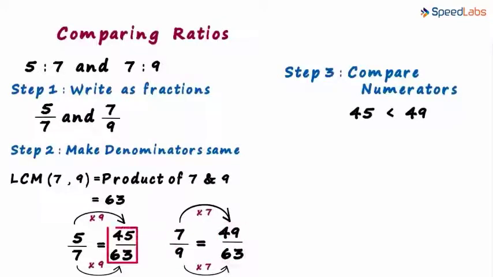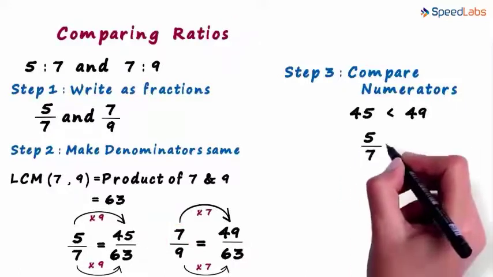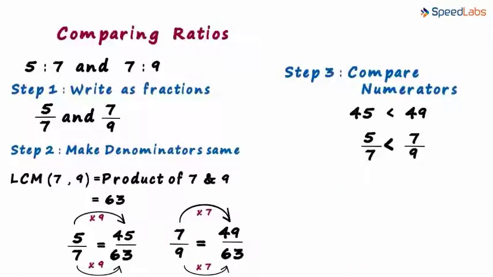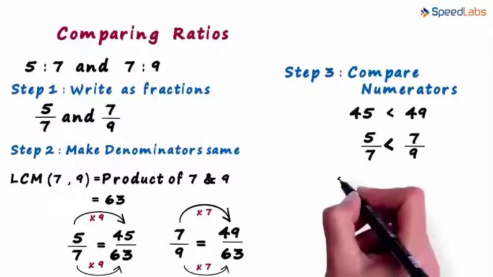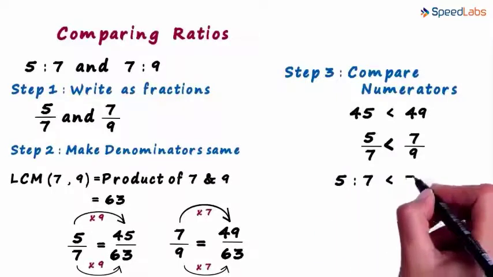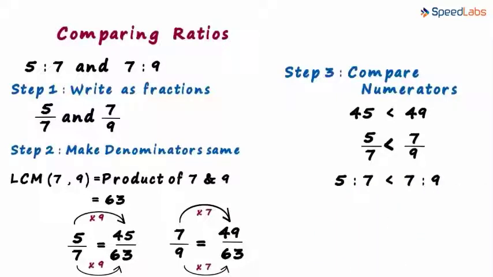And this ratio equals 5/7 and this ratio equals 7/9. Hence, 5/7 is less than 7/9. Hence, 5:7 is less than 7:9. Of course, there are simpler ways to compare ratios, but this was the underlying concept. Write as fractions, make the denominators same, and then compare the numerators.